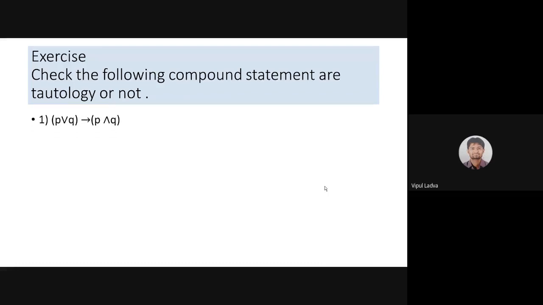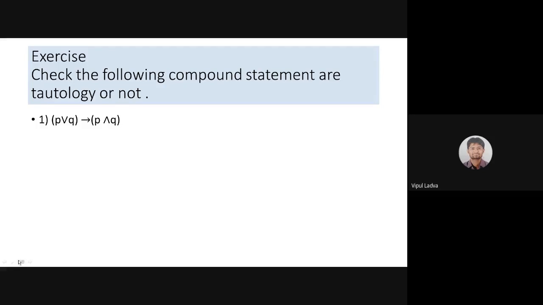So this is the first one you need to check. I'm giving you 3 minutes, all of you. This is one of the compound statement. It involves only two statements, P and Q. So it is a conditional statement with the disjunction of P and Q with conjunction of P and Q.